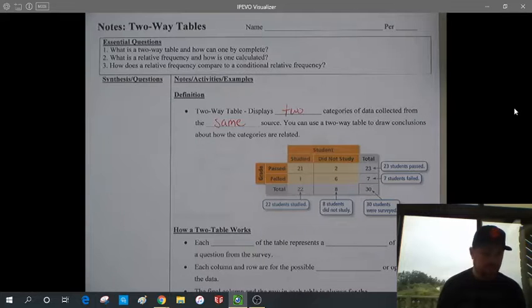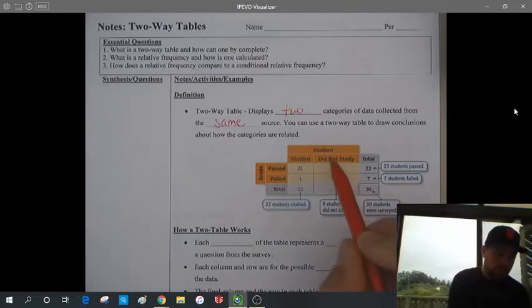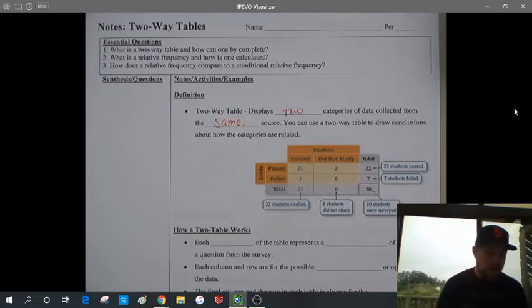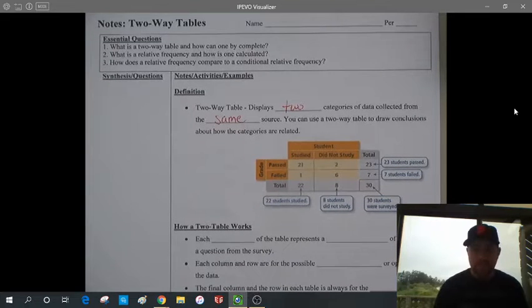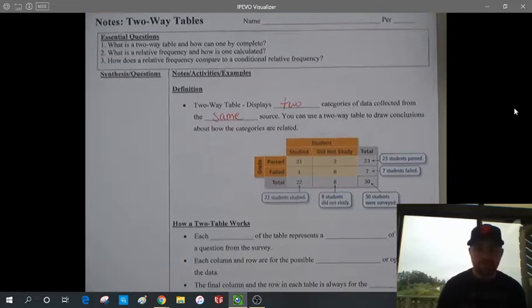So this is an example of a two-way table here. In this case, the two categories that were taken were the students, whether they studied or did not study, and then whether they passed or failed the class that they were taking. And so those are the two categories, and then the numbers that fill into the table are basically the results of the study. A lot of times two-way tables can be used for things like surveys or questionnaires to be able to analyze the results of those.